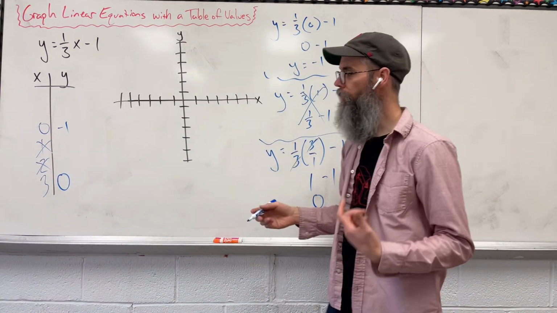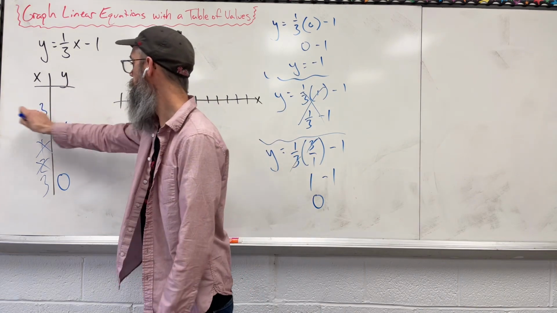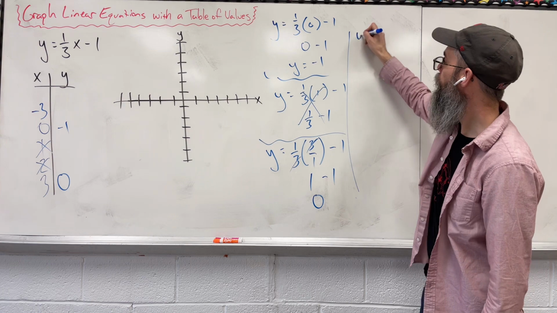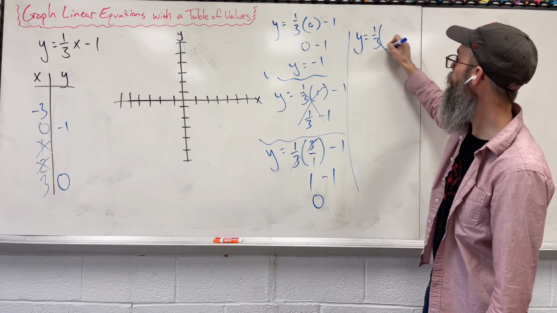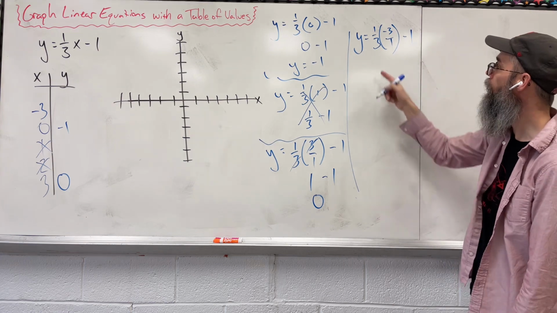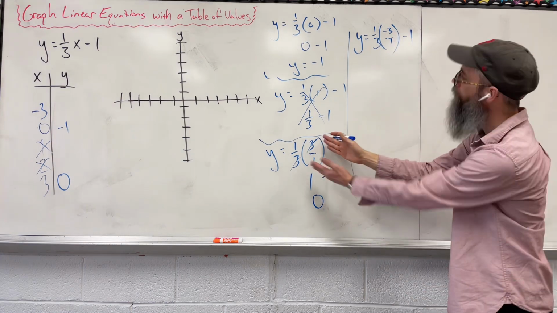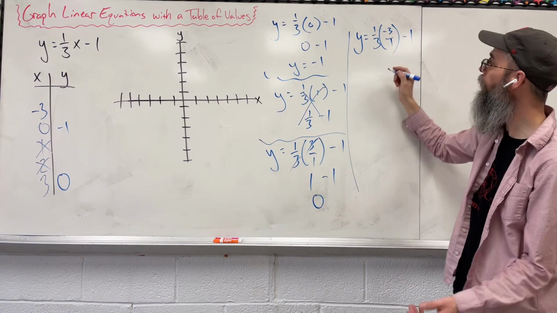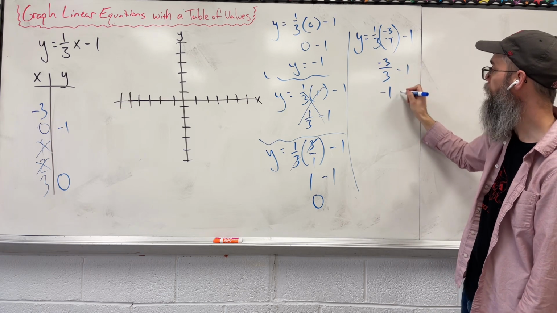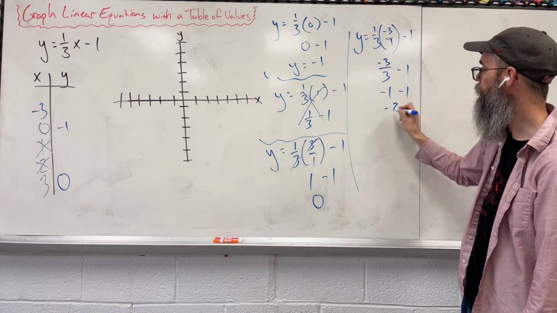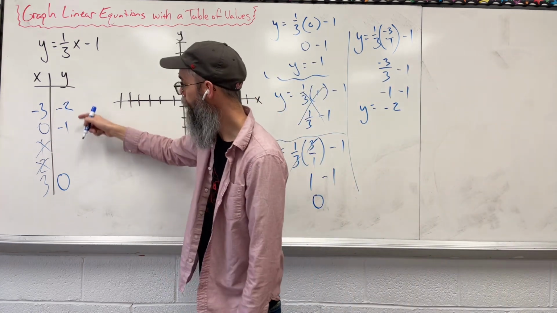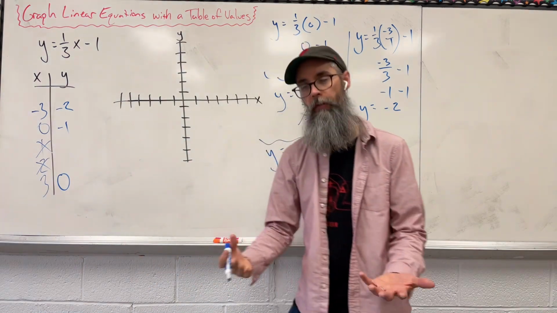Okay, but that only gave us two numbers. Let's go in the reverse. Let's put a -3 in. We can say y equals 1/3 times -3 minus 1. Turn that to a fraction. I know I canceled here. If I take it a different direction, I can say -3 over 3, which is the same as saying -1 minus 1, which is -2. Now I can use these three coordinates to give us our graph.